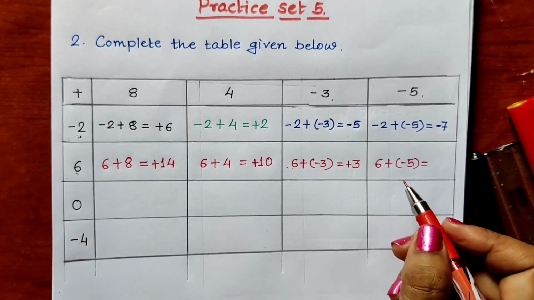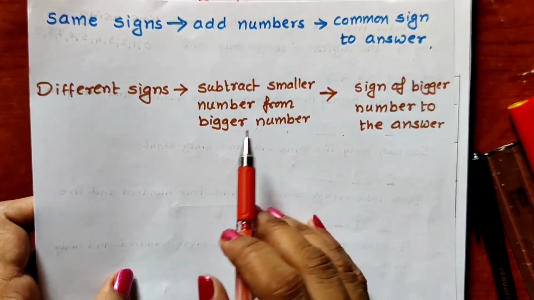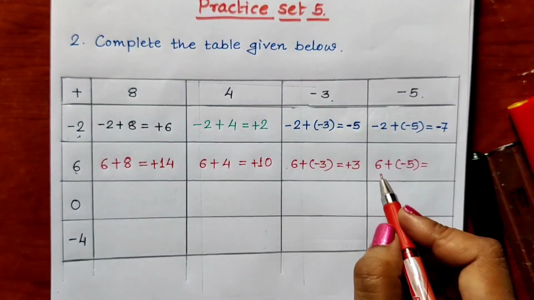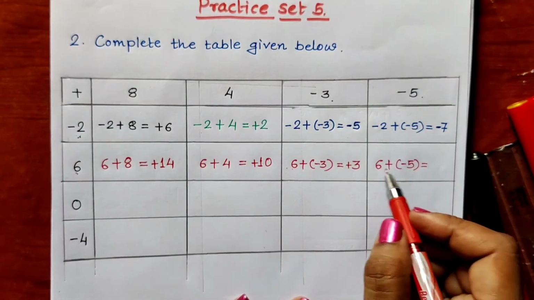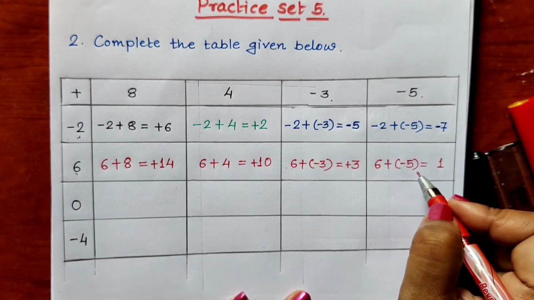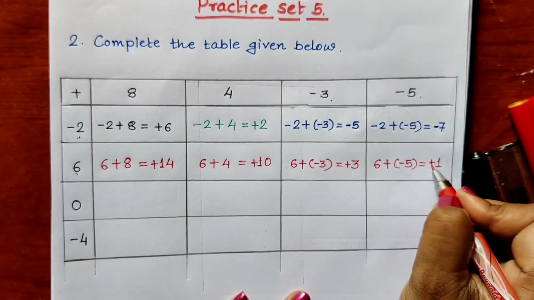Again different sign. Different signs means subtract the smaller number from the bigger one. The answer takes the sign of the bigger number. So the smaller number from the bigger number we will have to subtract. 6 minus 5 is 1. And the answer will have the sign of the bigger number. Bigger number is 6. 6's sign is plus. So the answer will have a plus sign.